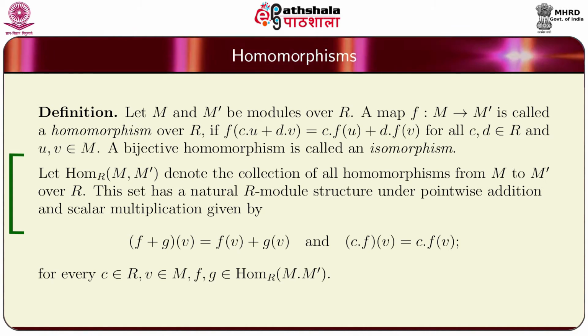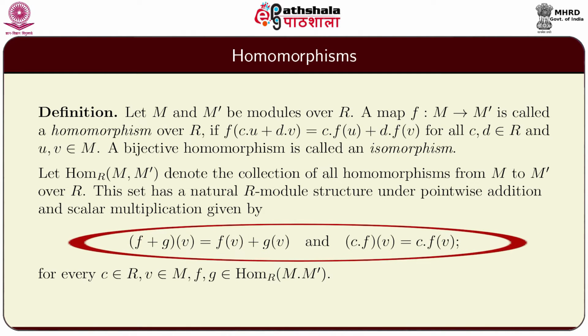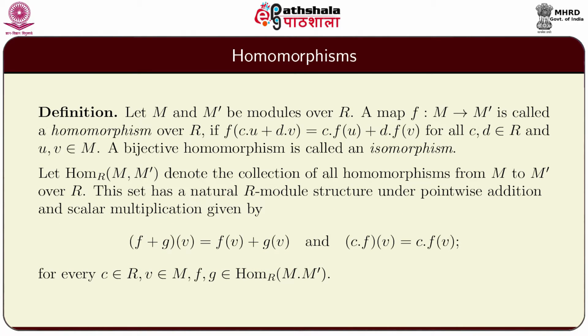And if we collect all the homomorphisms from M to M dash over R and denote it by Hom of M, M dash over R, then this set has a natural R module structure under pointwise addition and scalar multiplication given by F plus G of v is F v plus G v, and c dot F of v is equal to c dot F v, where c is in the base ring R, v is in M, and F and G are homomorphisms from M to M dash.